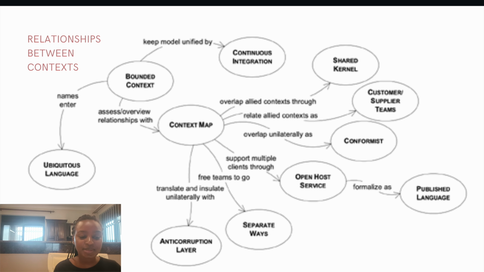I'm trying not to go into this so that this video is as short as possible. Context maps support multiple clients through open source service, formalized using a published language. They overlap unilaterally as conformist. They relate allied context as customer-supplier relations, customer-supplier teams, and overlap allied context through shared kernel.